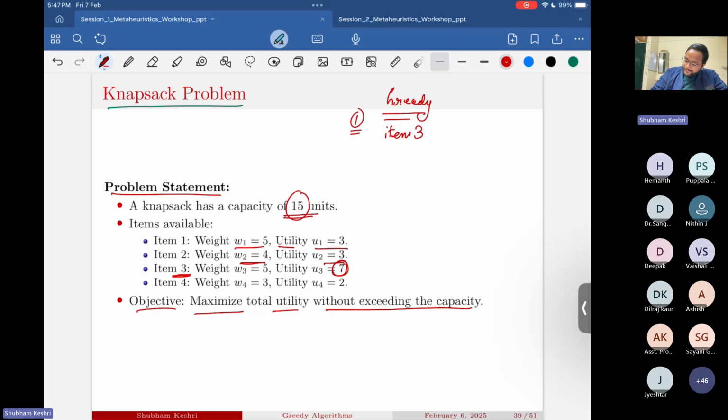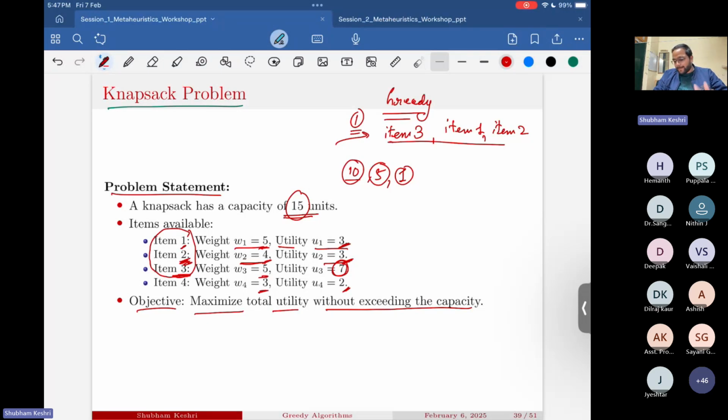Now I have a capacity of 15. This takes weight 5. The remaining capacity is 10, right? So the next highest utility item is item 1. So you can then pick item 1. Now the remaining capacity is 10 minus 5, which is 5, right? Now you pick item 2. Item 2 has a weight of 4, so the remaining capacity is 1. The remaining item exceeds the capacity, you cannot pick more items, so you have just picked items 1, 2 and 3. So using this approach, you have picked items 1, 2 and 3. Okay, so this is one approach, pick the item with the highest utility.